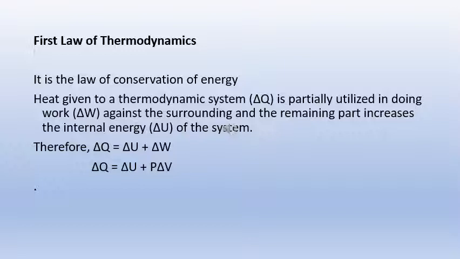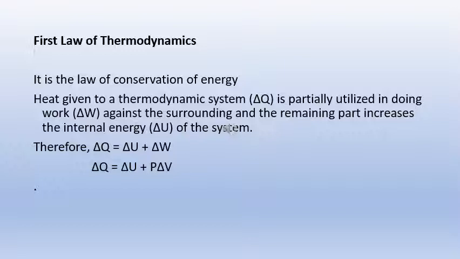According to the first law of thermodynamics, if some heat is applied to the system which is capable of doing work, then the quantity of heat absorbed by the system is equal to the sum of increase in the internal energy and the external work done by the system on the surroundings. So if delta Q is the heat supplied to the system by the surroundings, delta W is the work done on the surroundings, and delta U is the change in the internal energy, then according to the first law, delta Q is equal to delta U plus delta W.